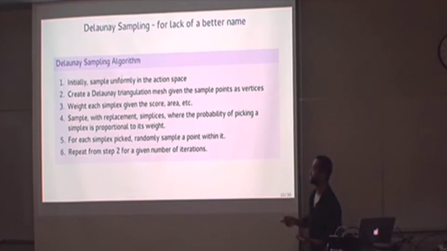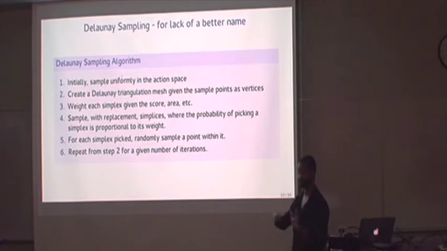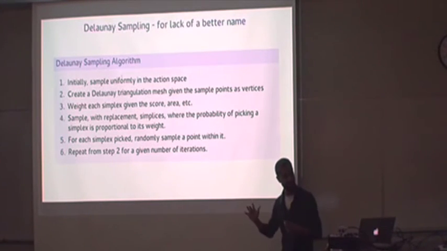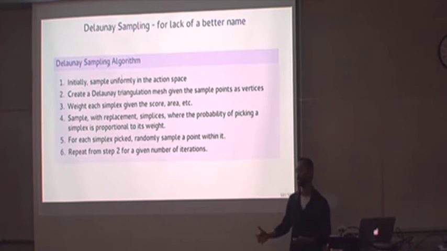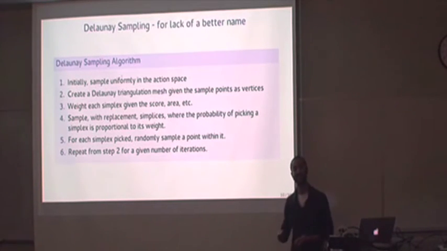So what we do in Delaunay sampling is that we take samples uniformly in the area. You can initially sample it however you like. After we take a uniform sampling in the area, we create a Delaunay triangulation, which creates a triangular mesh in the environment. Now after we create that mesh, to each triangle, or to each simplex in that mesh, we give it a weight. The weight of this mesh depends upon the maximum of the point. We'll look at that in a bit.